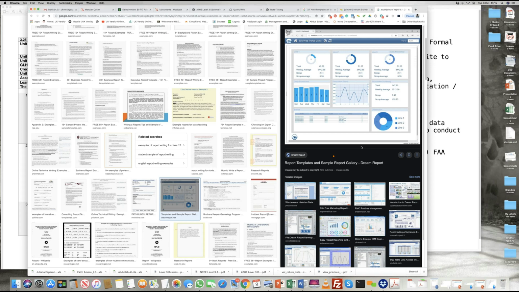Can you think of places where you get a report, or have you ever seen a report which you have got? And can you think of examples? Where do you think, in what situations, reports are generated?